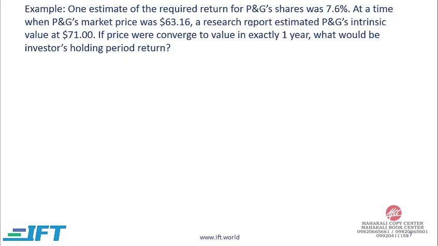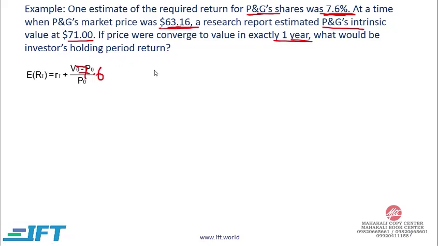Let's look at this through an example. We are talking about Procter & Gamble shares where the required return is 7.6%. And if we are not told otherwise, we assume that this rate is an annual rate. At this time, the market price was 63.16 and a research report estimated the intrinsic value at 71. If the price converges in 1 year, what would be the investor's holding period return?